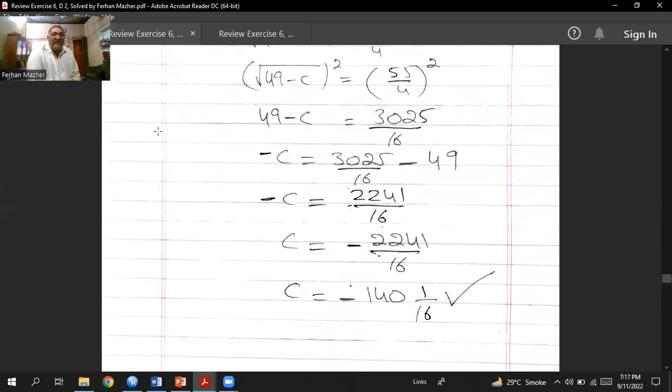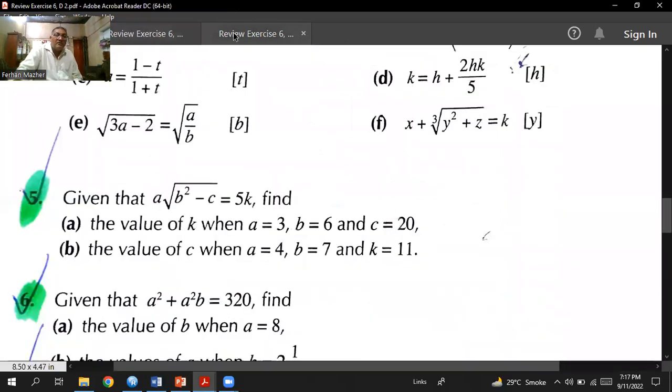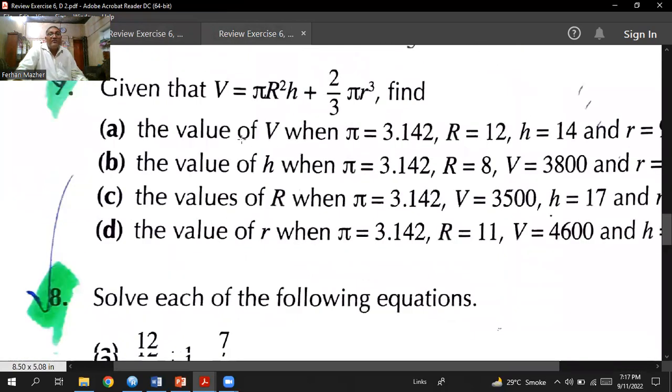So do it on the calculator. You will have minus c equals 2241 divided by 16. So c will be equal to minus 2241 divided by 16. So that will be c equals minus 140 whole 1 by 16. So that is the answer. Okay, so we are going to the next question.